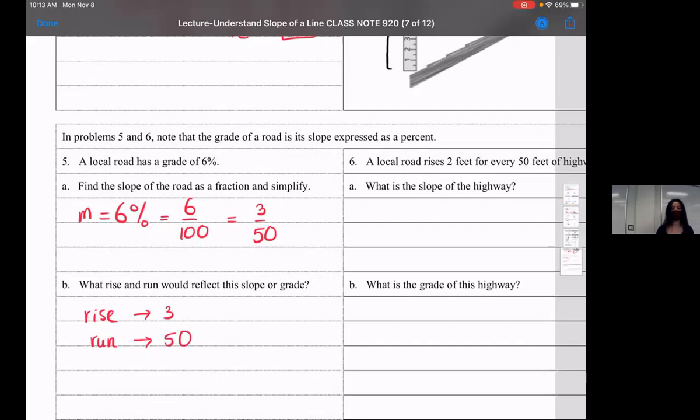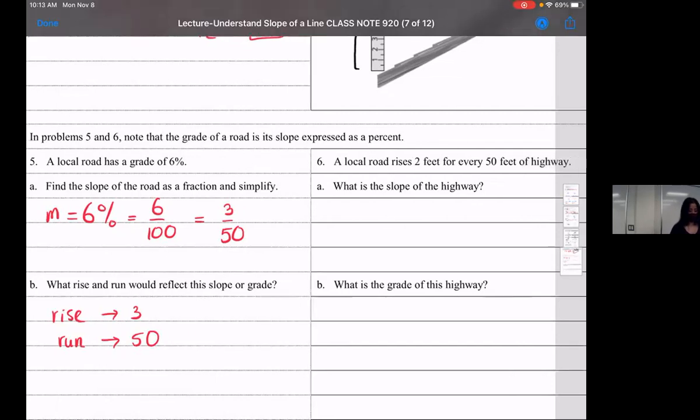Do you have any question on number 5? Only if they ask you to find the slope, but then they ask you extra questions like change it into grade, that's what they meant. So I'll give you number 6. It's kind of like that.